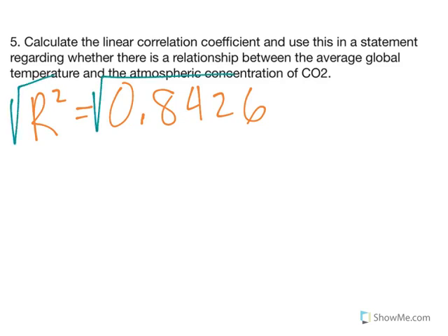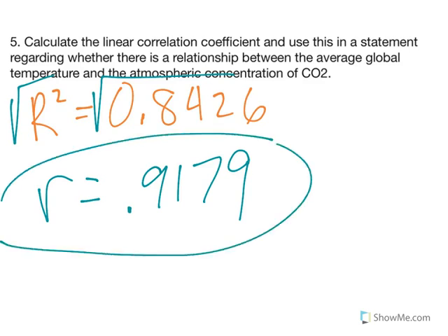To find our linear correlation coefficient, we take the square root of both sides, and I end up with an R value of 0.9179. Now, stop and think. Is this positive or negative? When you look back at that graphic, it's increasing, going up left to right. So because it's going up, it's positive. My R is going to be positive, and now we have an R of 0.9179.